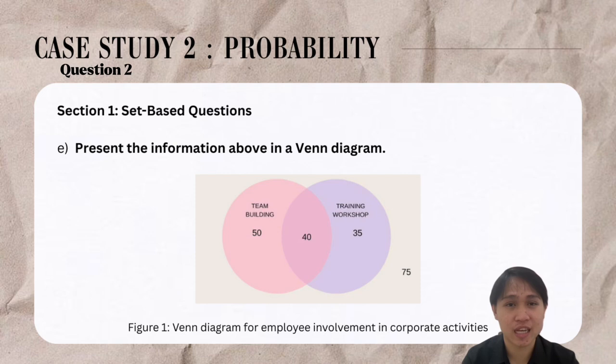Now let's move to the last question, the Venn diagram. Let's now visualize the data using a Venn diagram. In the team building circle, we place 50. In the training workshop circle, we place 35, and in the intersection, which means both activities, we place 40, and outside both circles, representing no activities, we place 75. This helps us clearly understand how participation is distributed among the employees.